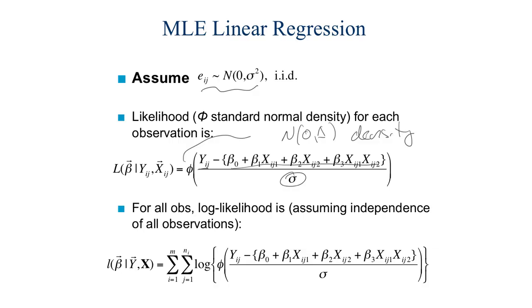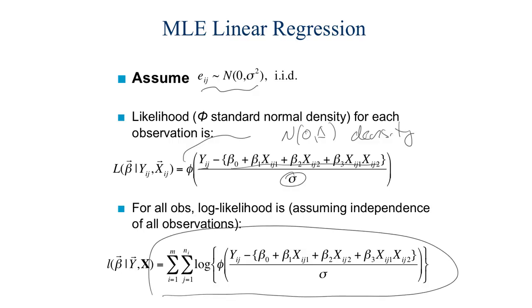If I take this for every observation, the likelihood is just the first one times the second one times the third one, for every observation within every person, because I'm assuming independence now. We're going to generalize that, but that's what we're doing now. If I take the log of that, I get this.